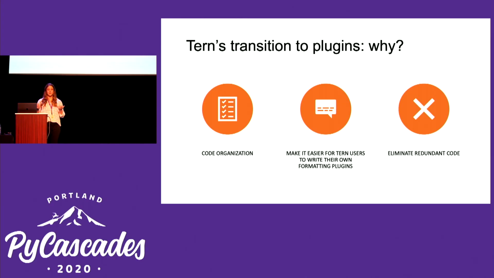But I thought I'd go over why Turn decided to make the switch to plugins. The first is that we just wanted our code to be better organized, and I'll show you in just a couple slides how plugins helped us do that. And then the second is we wanted to make it easier for open source users to write their own plugins for Turn. So Turn is a container inspection tool, and basically it will go through your container and give you a summary of what it finds there.